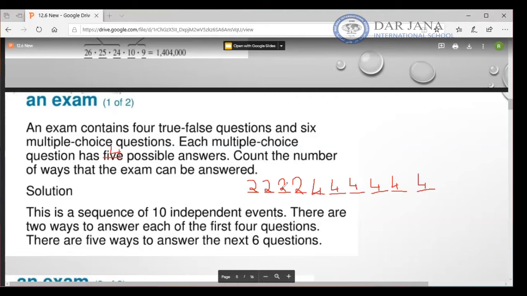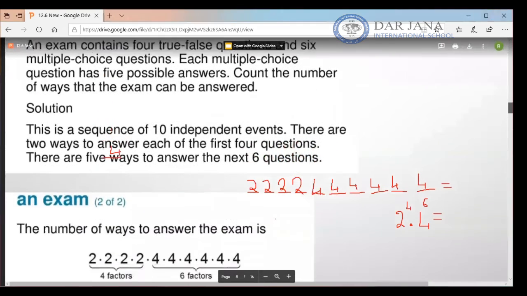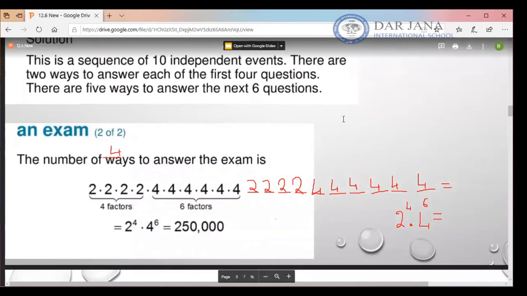By multiplying these events, because you have events and these are the possibilities of each one, you can write it also like that, which is 2 to the power 4 times 4 to the power of 6. And you're going to have the final answer. Let's check the solution here, which is exactly the same. And you put the final answer. This is the number of ways to answer this exam.